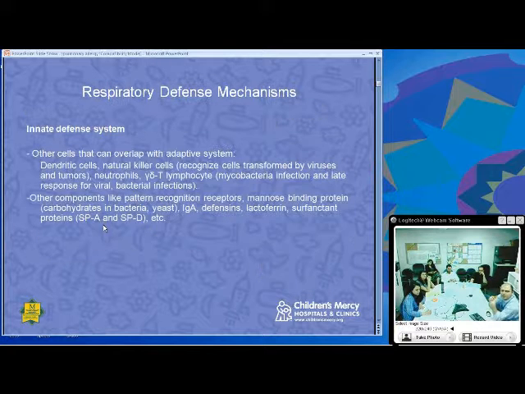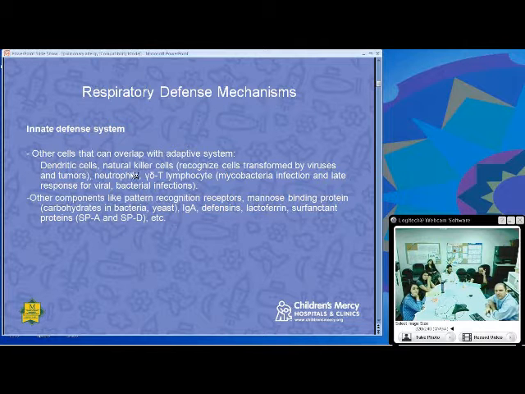Then we have some cells or molecules that are in between the innate and the adaptive system, and you know more about this than me. You have your dendritic cells that present antigens, the natural killer cells, neutrophils, and gamma delta T lymphocytes that don't require any previous presentation and are important for mycobacterial infections. And then very important substances like pattern recognition receptors, your toll-like receptors, mannose-binding proteins, IgA, defensins, lactoferrin, and then surfactant.